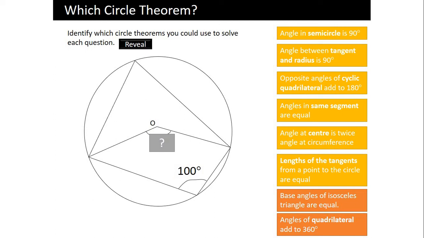So have a look at this question here. Can you identify which circle theorems we could use to find this angle here? If you want to pause while you have a go.